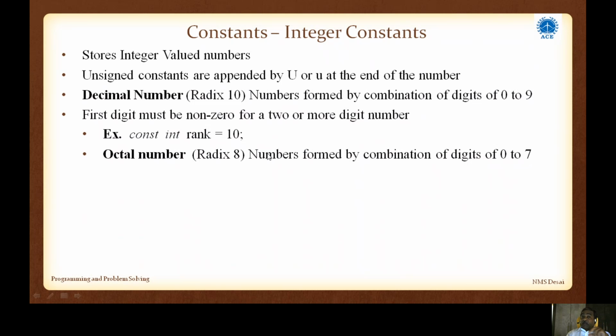Now, octal numbers, I can declare octal numbers also in the C programming language, but there is a condition. It has to be preceded by 0. First digit must be 0. Example, const int position is equal to 050. When this 0 is given, the compiler will interpret it as an octal number and it will retain the 0. Right? Next.